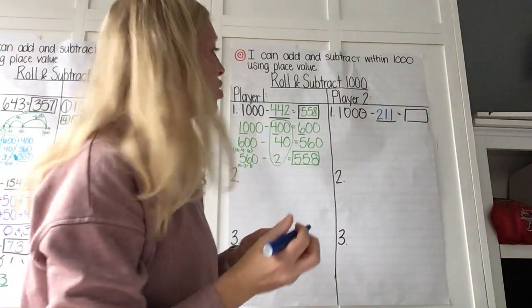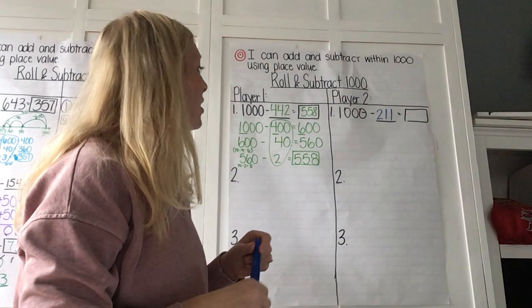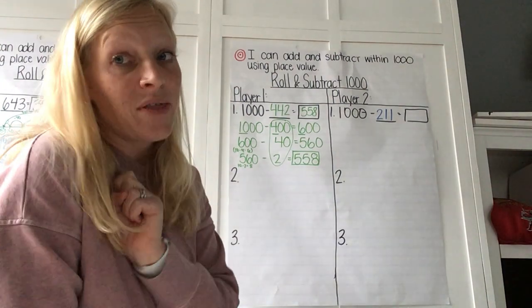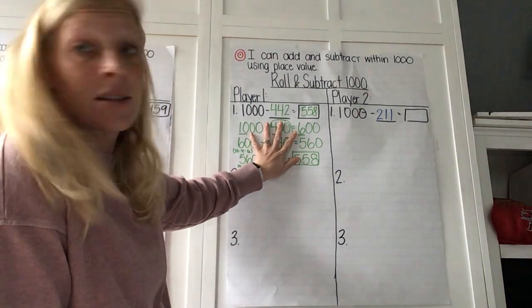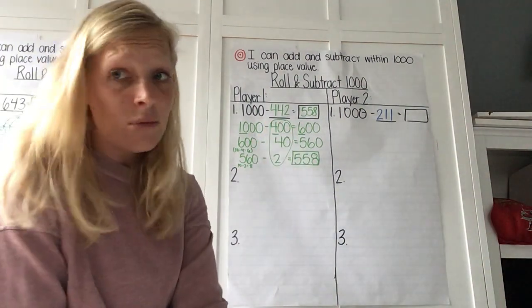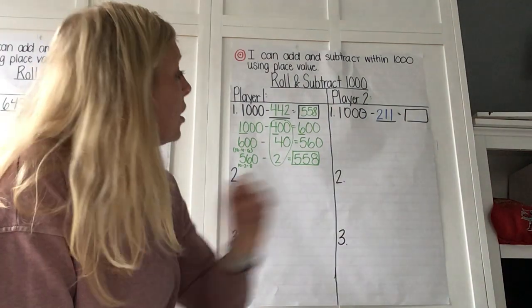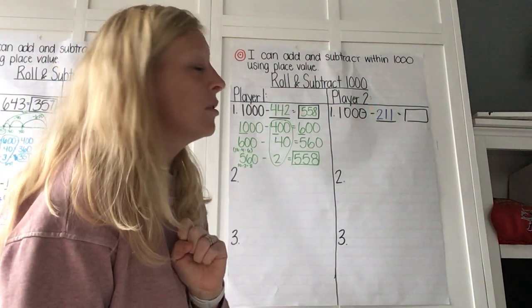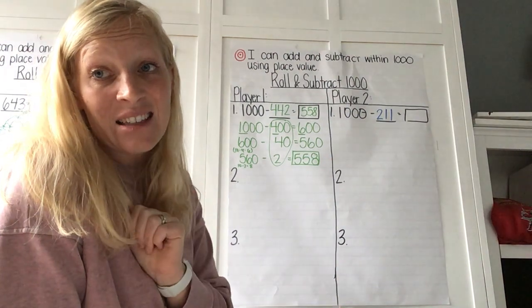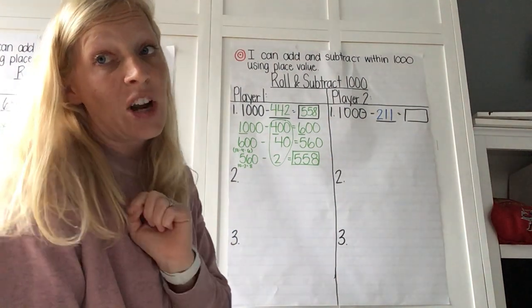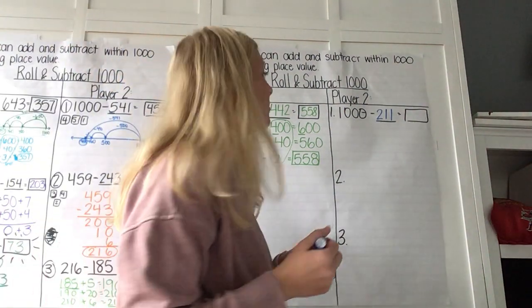All right, how are you going to show 1,000 take away 211? Remember, where's your 1,000? You might show it like this. You might use a number line. However you want to do it is fine with me, as long as it's efficient for you. Where's your 211? What are you going to do first, next, last? And how did you find your unknown? Pause me. Start me back up when you're ready.